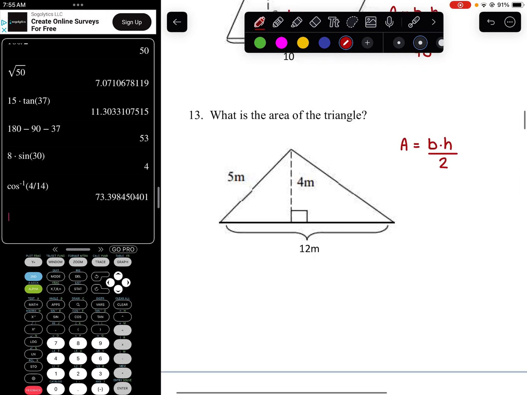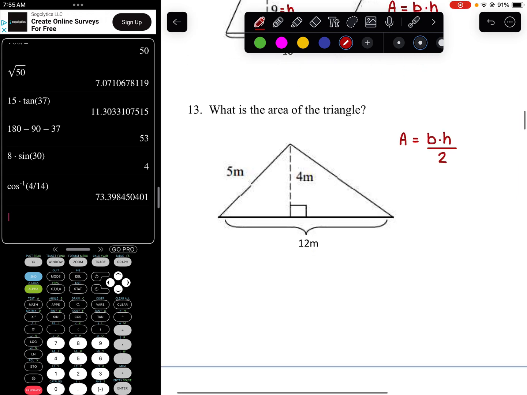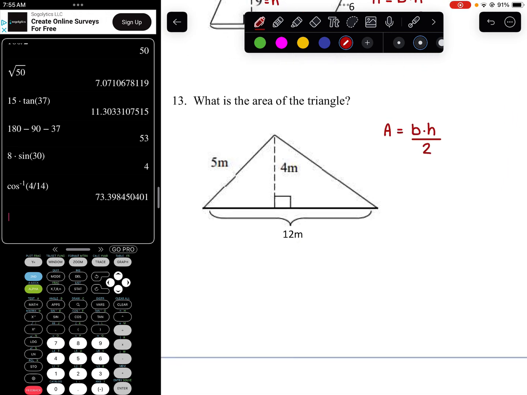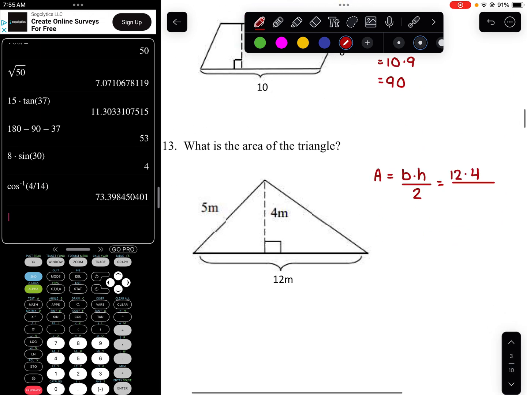Let's take a look at the next problem. Triangle. Include this area formula in your notes too. Which of those numbers is your base? 12. Which of those numbers is your height? Not the 5. 5 is the diagonal. Height has to be perpendicular. I'm looking for the right angle. Next to the right angle, that is why 4 is the height. Not the 5, not the 6.